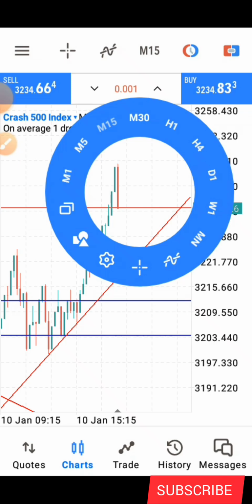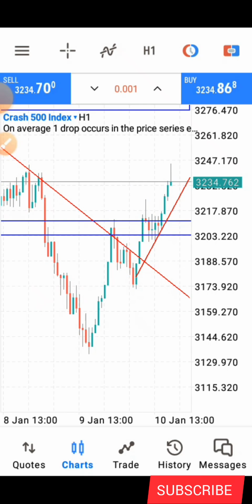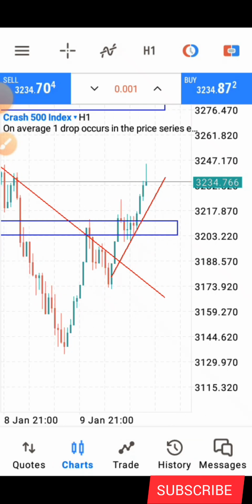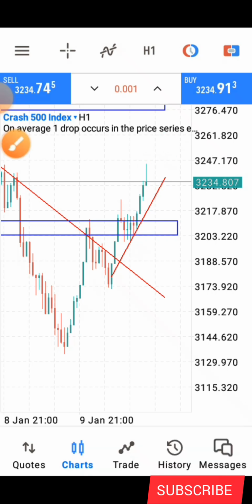But this is not a reversal yet. I know that it will still go up. It's going to still go up. You know how price moves, right? It will still go up. This is how it will move. Then there, that is where I'll be getting ready to take my entry.